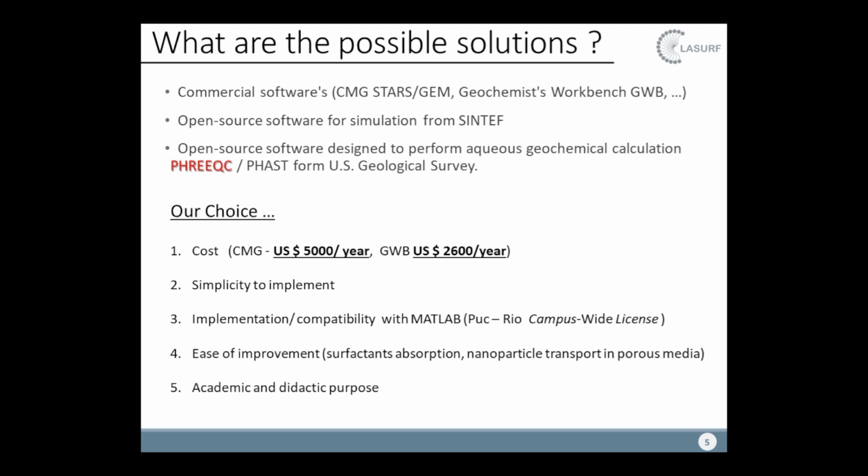The main purpose of using PHREEQC, for further studies, is that we try to implement surfactant adsorption and nanoparticle transport. So the main goal for this problem is to try to get the geochemical equilibrium right. And of course, as a university, you also have the academic and didactic purpose.